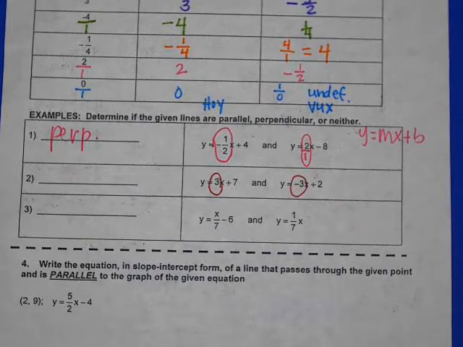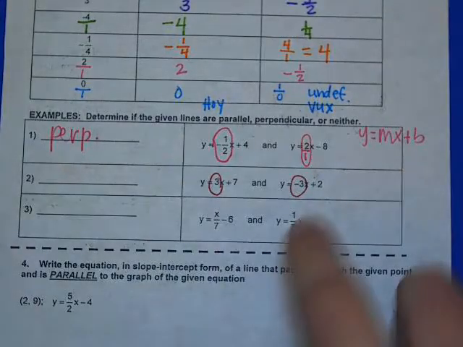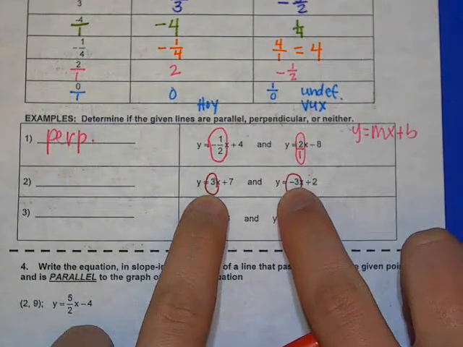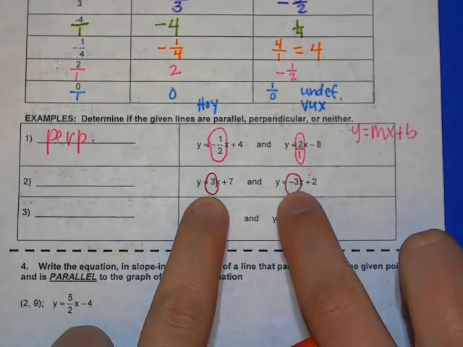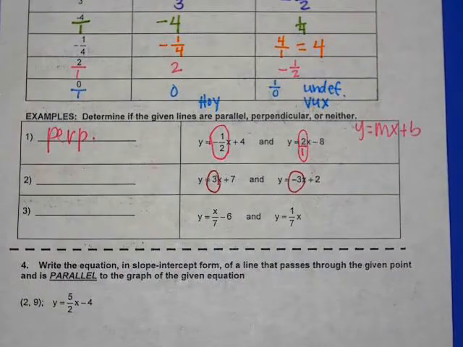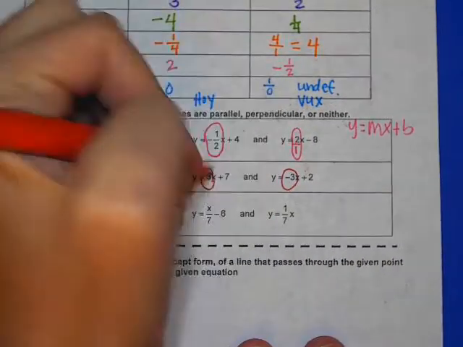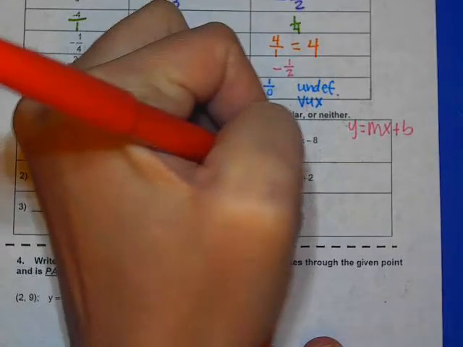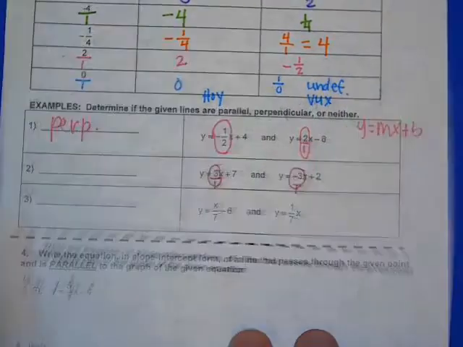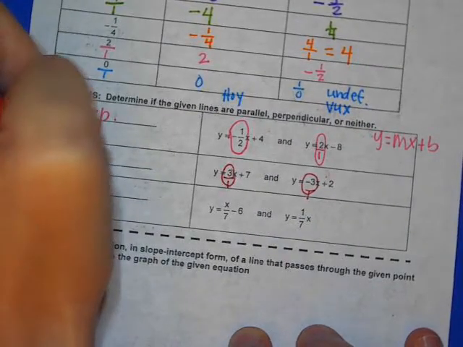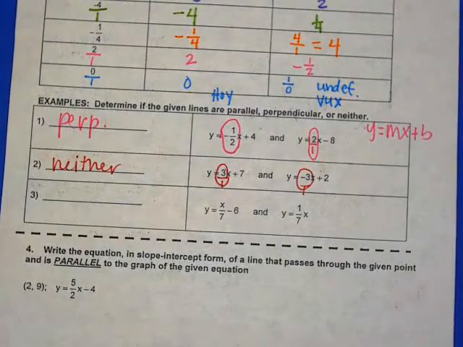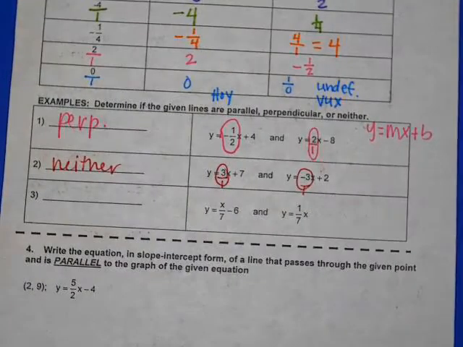Okay, I've got 3 and negative 3. Are they the exact same? No, one's positive, one's negative. Are they flipped fractions? No. If I put them as a fraction, 3 over 1, negative 3 over 1, did the fraction flip? No. So what is this? Neither. Would these lines cross? Well, yes, they would cross, but do they cross at a 90-degree angle? No. Okay.